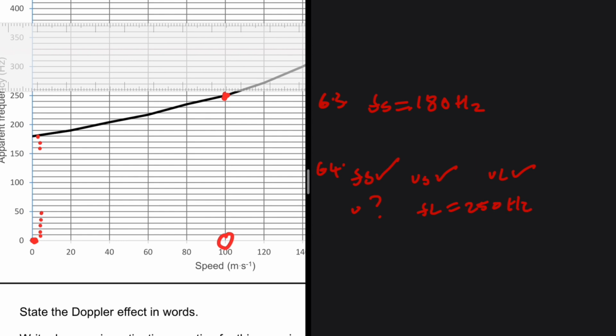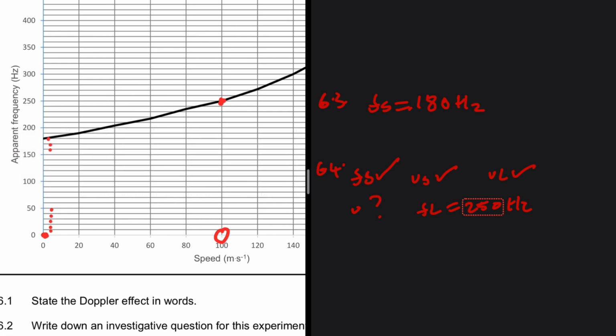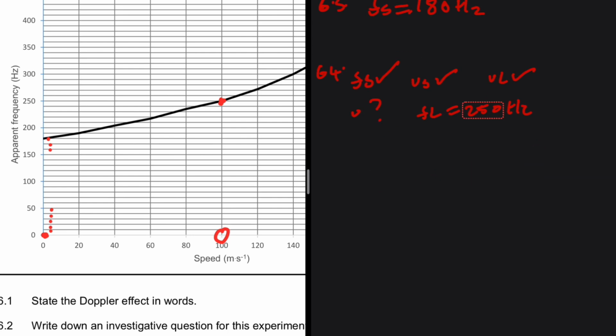So the missing piece is determining whether it is the sound source that is moving. Yes, it's the sound source because the listener is stationary. We need to determine whether the sound source is moving towards or away. The sound source is clearly moving towards because as the speed increases, the apparent frequency increases as well. If it was moving away, the apparent frequency would decrease with an increase in the speed. So with that said, we can then say FL is equal to (V plus or minus VL) divided by (V plus or minus Vs) multiplied by Fs.